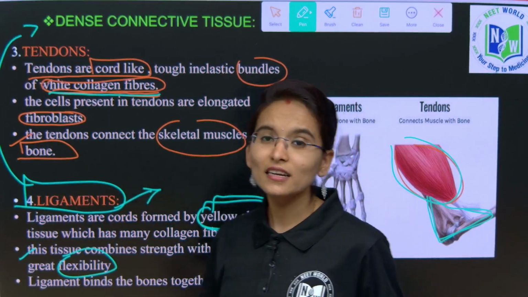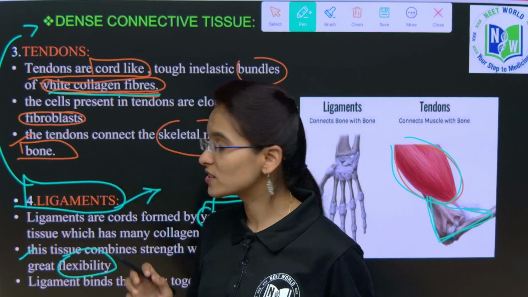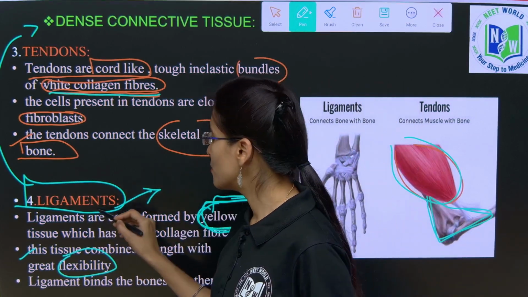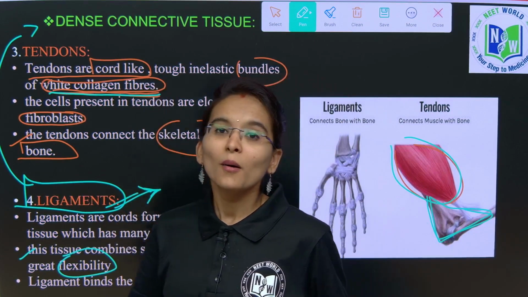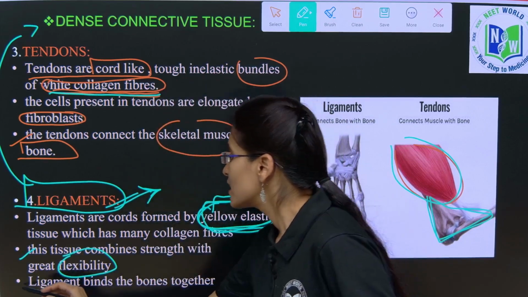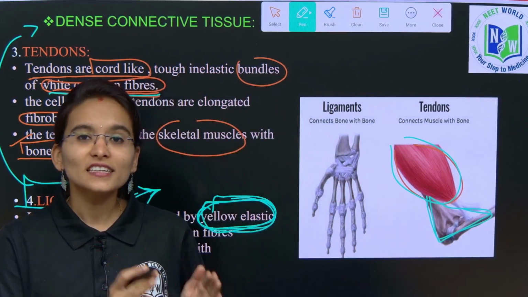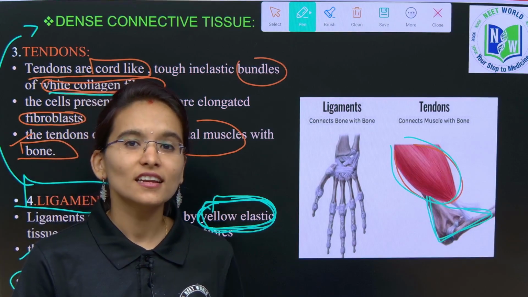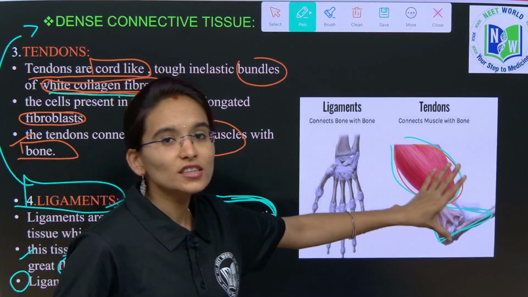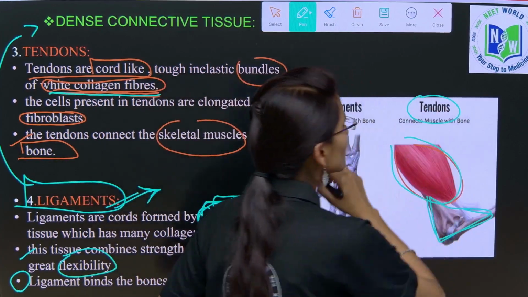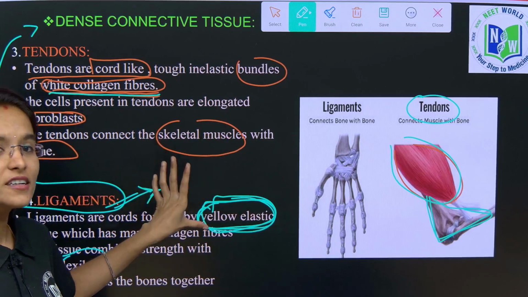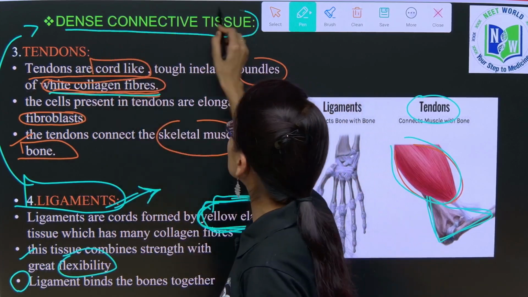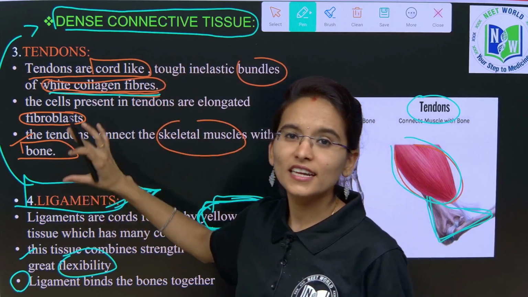So which type of fibers does it contain in large numbers, children? Yellow elastic fibers. Yellow elastic fibers are more in ligaments and white collagen fibers are more in tendons. Ligament connects bone to bone. The connection between one bone and another bone is a ligament, and the connection of the muscle with the bone is a tendon. Clear with the concept of tendon and ligament? Tendon and ligaments are categorized under the dense connective tissue.